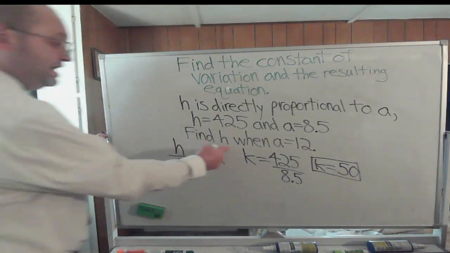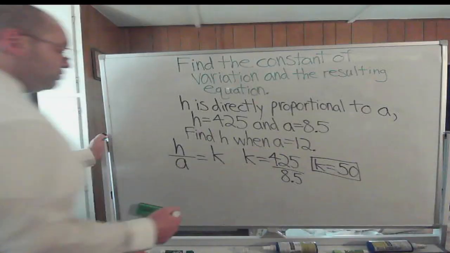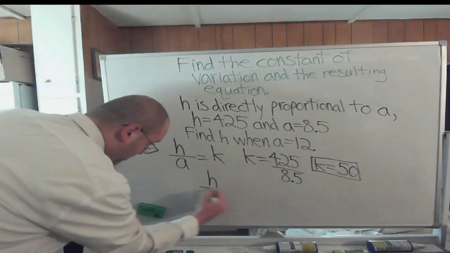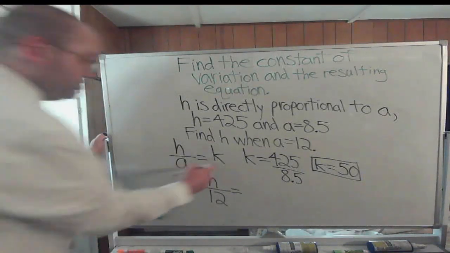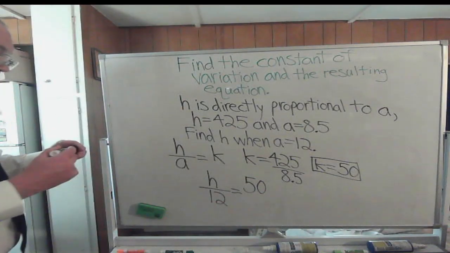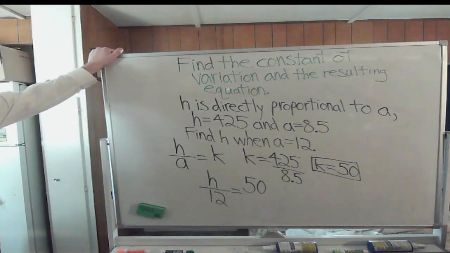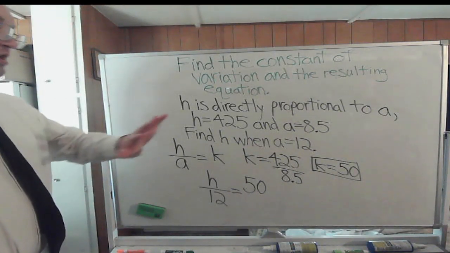They want us to find the value of h when a equals 12. How you're going to set this up is h over 12, because a equals 12, that's going to be equal to k, your constant of variation, 50. It just saved you some steps from having to find the equation when it really wasn't necessary in this case. So once you've obtained your constant of variation, you've answered that.